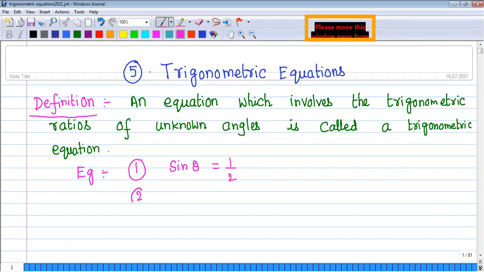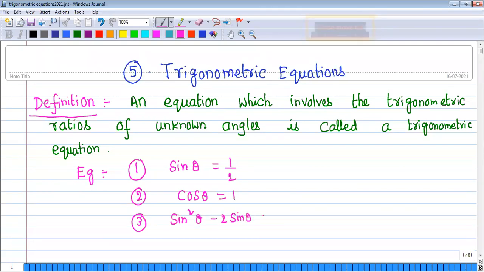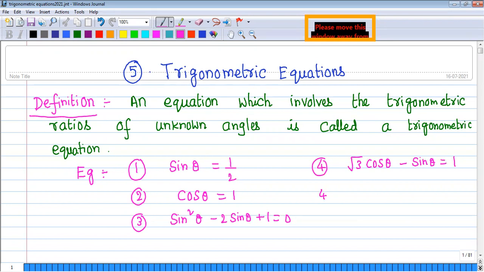One more example also we can take. Cos theta is equal to 1. And we can take like this. Sin square theta minus 2 sin theta plus 1 equals to 0. And we can write like this. Root 3 cos theta minus sin theta equals to 1. Tan theta plus cot theta equals to 2. So these are all called actually trigonometric equations.